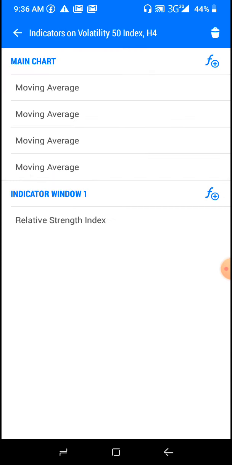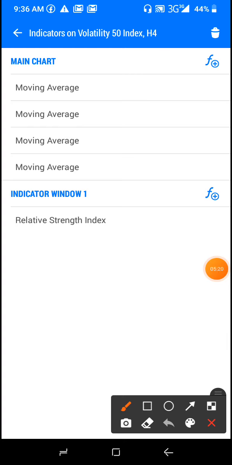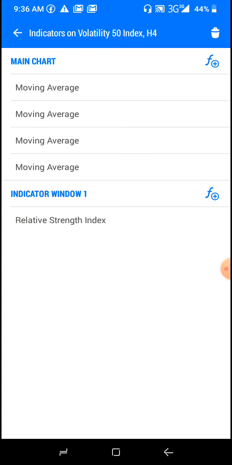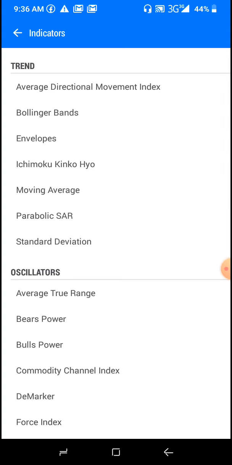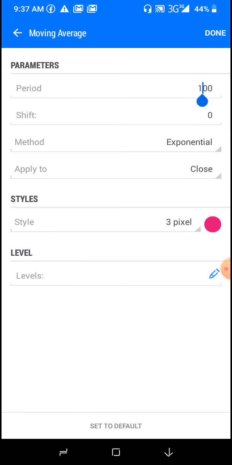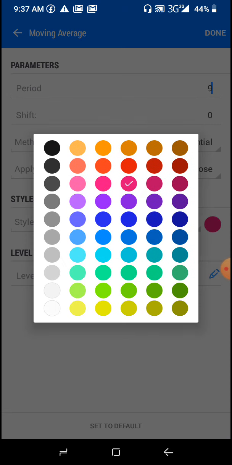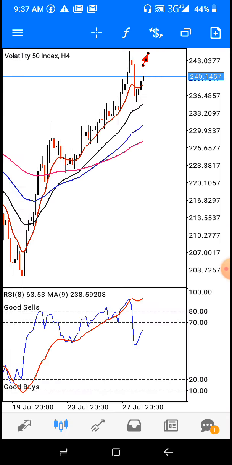Now you still go back to the function. The area we have here is our indicator window. You just go ahead and click on this function here. Once you click on that function, it will take you to this particular area, so whatever you're doing now will be added to the indicator window. You click on the moving average. In this case we're going to be using the 9 moving average, and the color red. And we have that now.